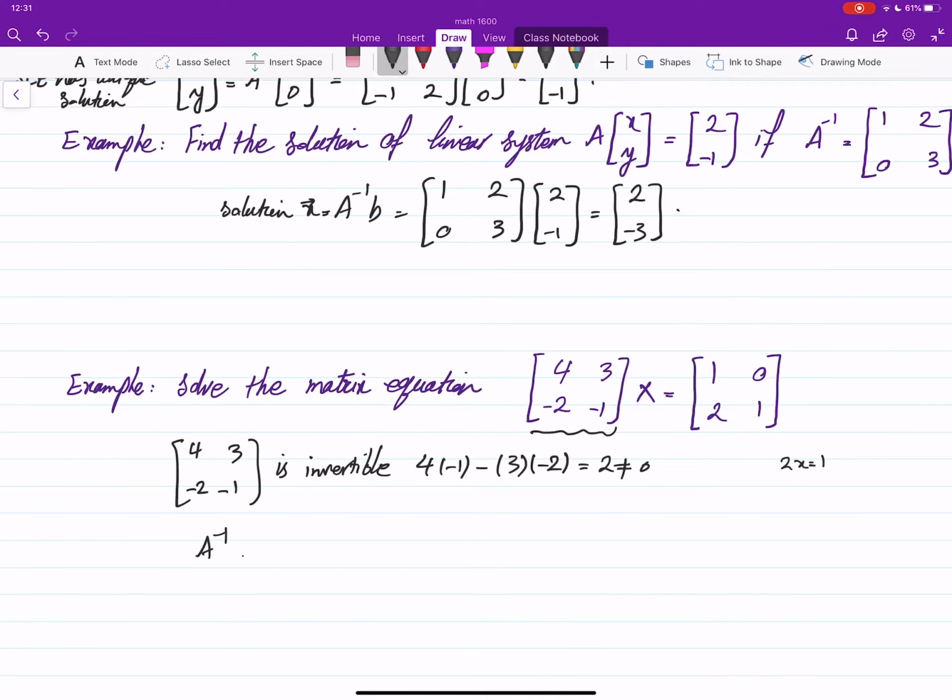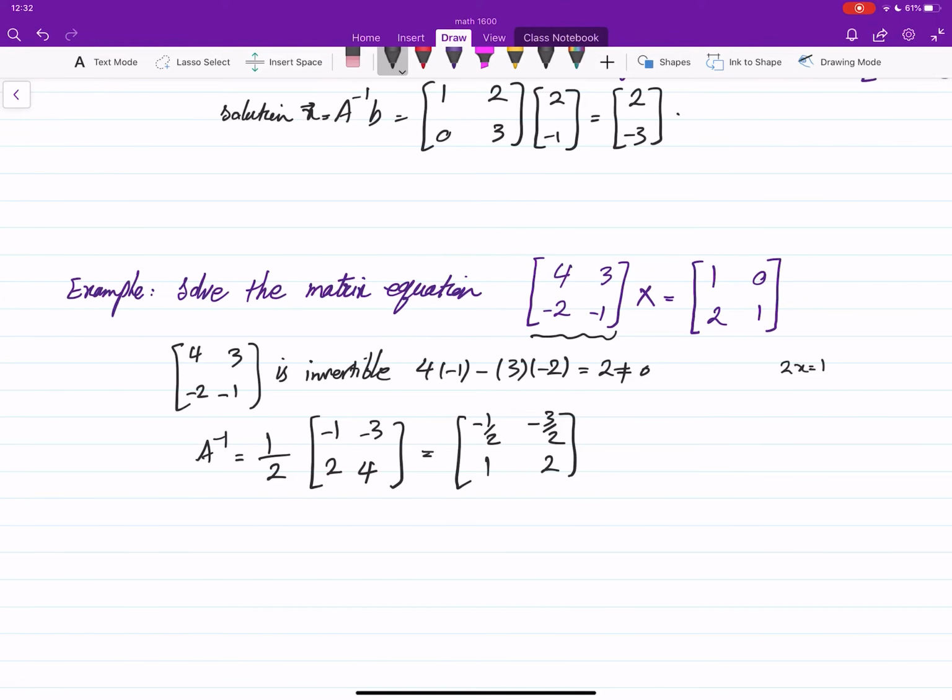And we can find A inverse. A inverse is 1 over 2 times the matrix where we swap the entries on the main diagonal and multiply the off diagonal entries by negative 1. So this will give us negative 1 over 2, negative 3 over 2, 1 and 2. Then the solution here is that you multiply both sides by A inverse, so A inverse times 4, 3, negative 2, negative 1, x equals, we are multiplying from the left. So you have to multiply both sides from the left.